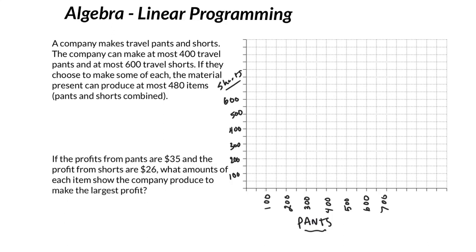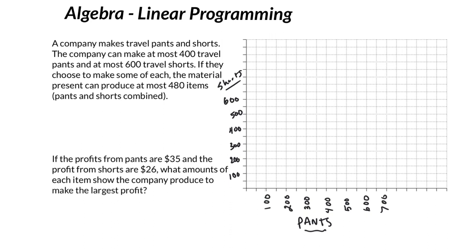In algebra, we do something called linear programming, which is basically using feasible regions and what we call constraint equations to help us make decisions. So here's a pretty simple example. A company makes travel pants and shorts.